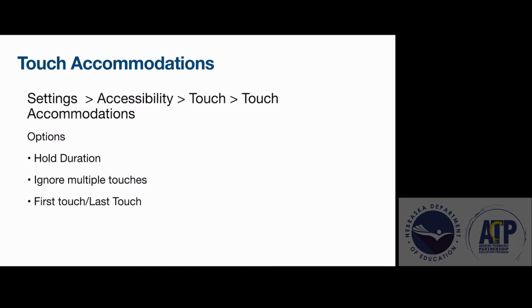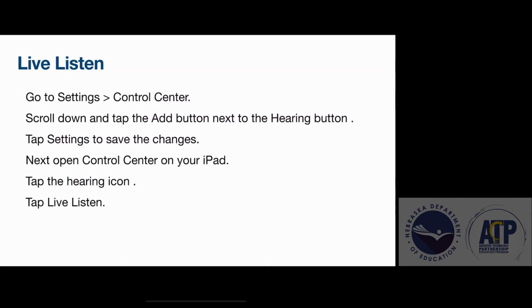You can ignore multiple touches. You can also do a first touch or a last touch. So let's say a student gets their finger on the screen and they drag up to the icon they want and they let go. You can set it so when they let go, that's what's activated on the screen. So it really allows you to fine-tune some of those issues where they may be touching inadvertent icons on the screen. Let's say their knuckles touch before they want to touch something, you can actually have it ignore the knuckles and have it just use the pointer.